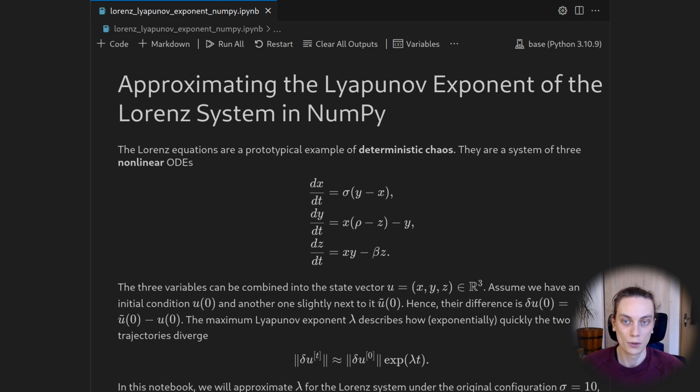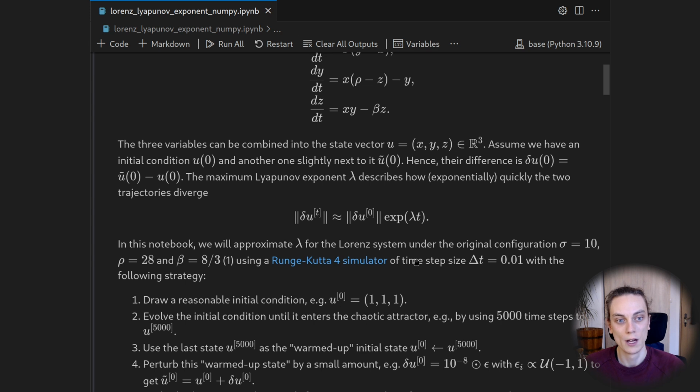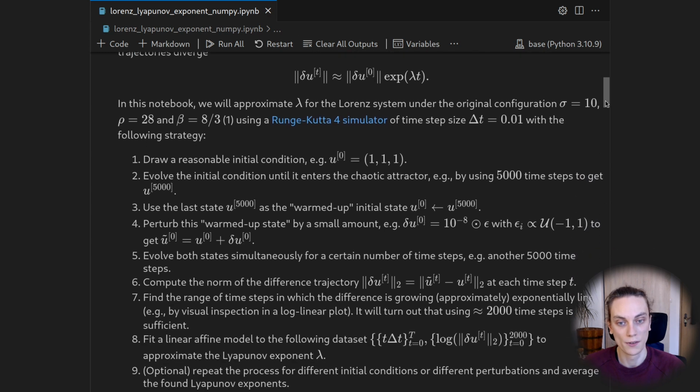In this video, we're going to approximate the largest Lyapunov exponent of the original Lorenz system here in NumPy using the RK4 simulator that we coded in a previous video and by employing a very simple perturbation approach. For this, we will first discuss the strategy of how to do so.